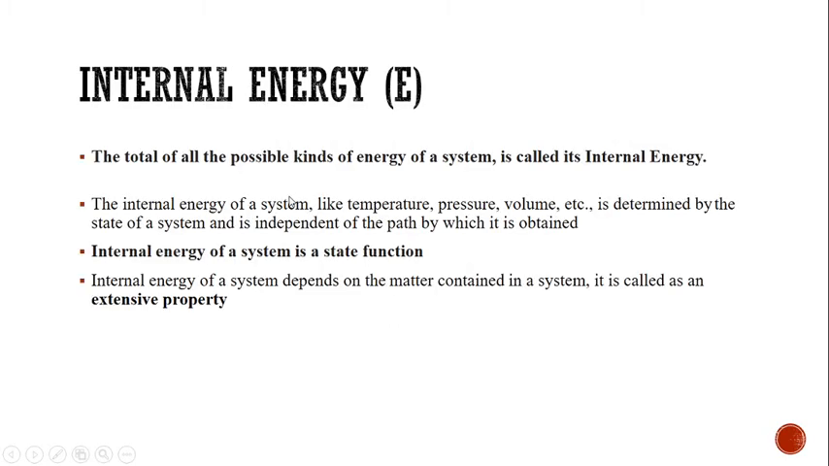And now this is our another topic, that is internal energy. First of all, we need to define what internal energy is. It is the total of all possible kinds of energies of a system. It is dependent on the thermodynamic properties, as we discussed earlier. What are the thermodynamic properties? Temperature, pressure, volume. So internal energy of a system is a state function, as it depends upon the initial and final state of the system.